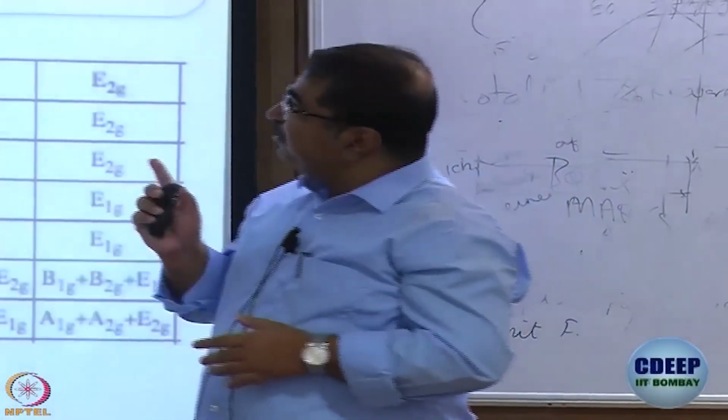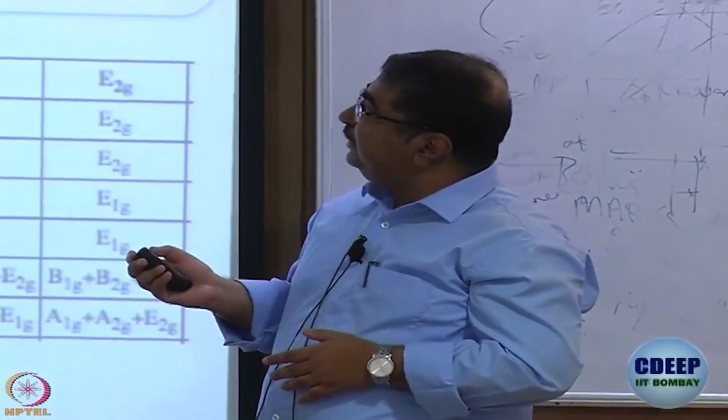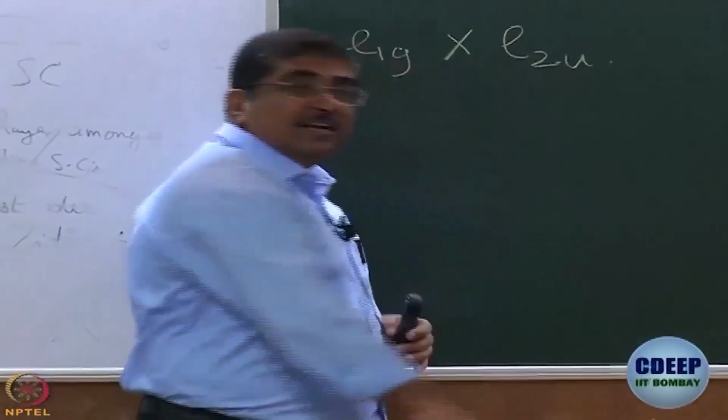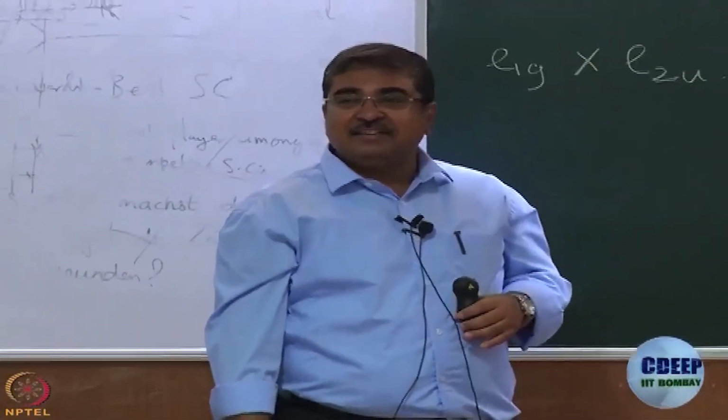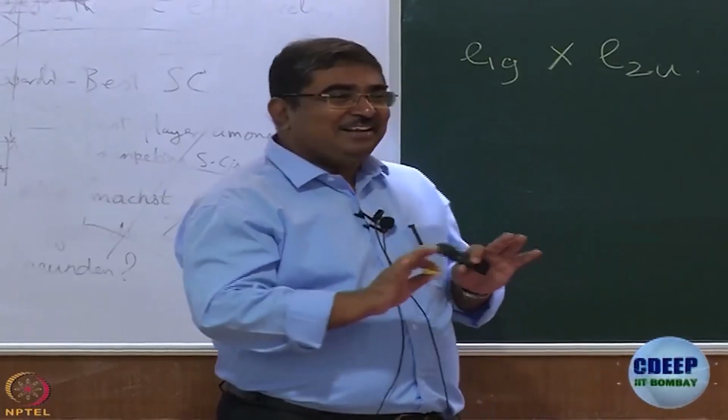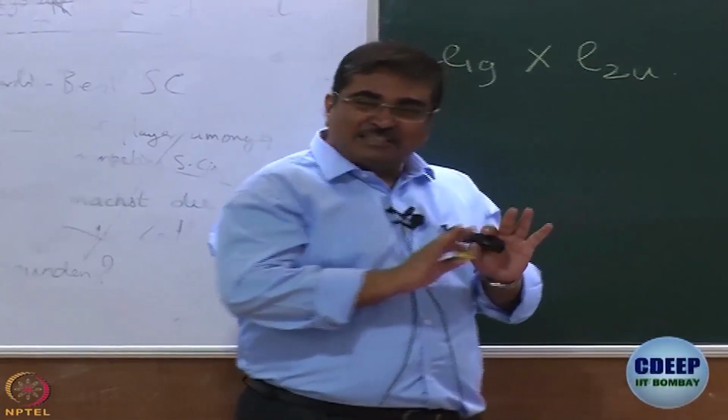But from the view of symmetry only, which of these will be allowed? A1G to E1U, A1G to B1U, A1G to B2U. How do we decide which of these are orbitally allowed? How do I decide which of these are orbitally allowed? Yes, I heard an answer. No, Laporte is different. Don't think of a general treatment.